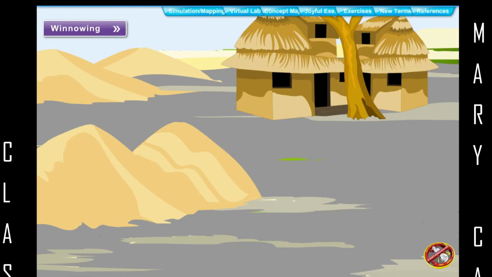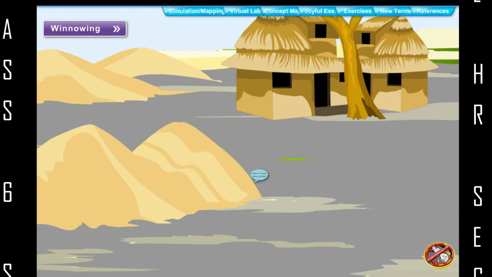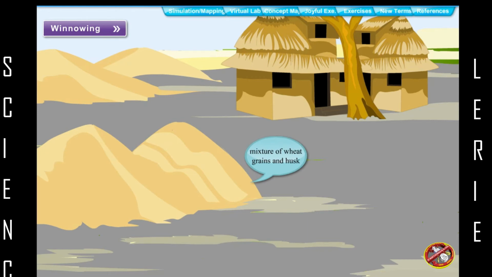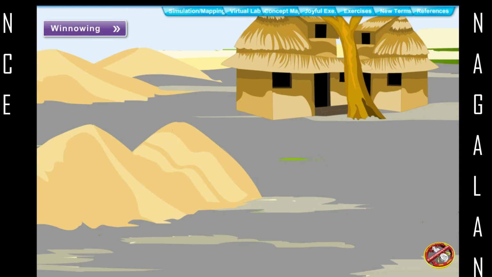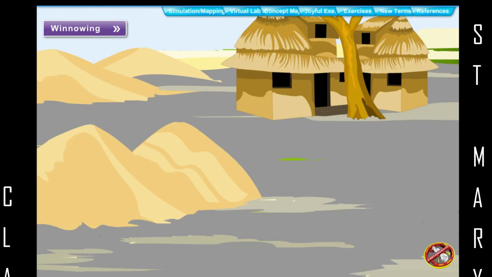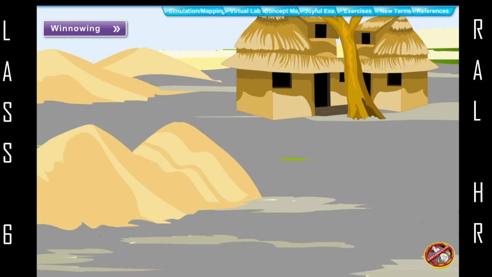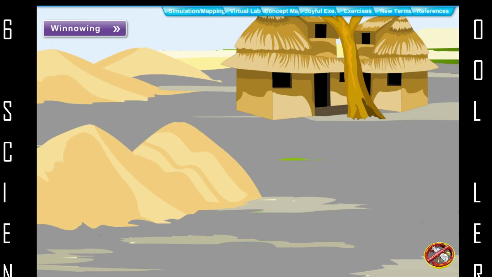Winnowing. After threshing, a farmer gets a mixture of grains, wheat, rice and husk. Now, before grains can be used, husk, an undesirable component, has to be removed from them. This is done by using the property that grains are heavier than husk. The lighter husk particles are separated from the heavier grains by the method of winnowing.